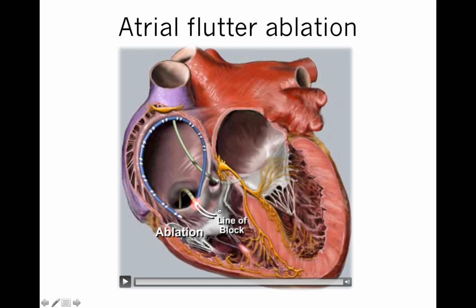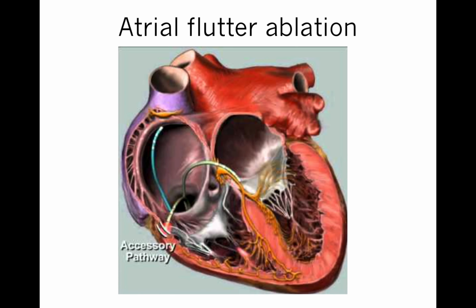So usually the re-entrant circuit is in a counterclockwise direction around the right atrium. If we're able to form a line between the tricuspid valve and the inferior vena cava, called the cavo-tricuspid isthmus line, we can block the circuit from propagating anymore, and then flutter won't happen anymore. So we use the ablation catheter to burn a line of block so that the short circuit won't happen anymore.